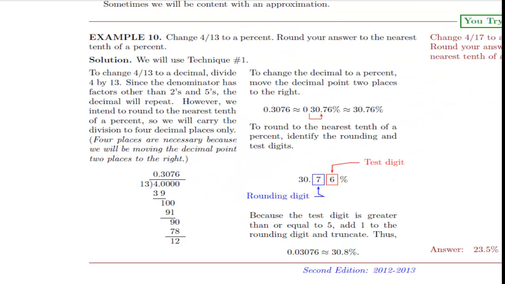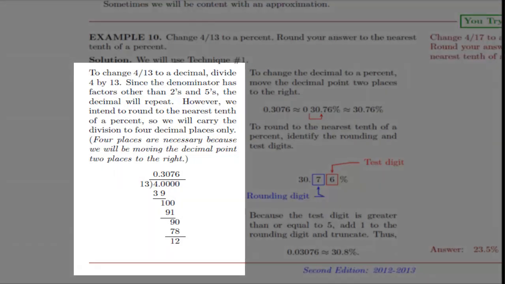Sometimes we will be content with an approximation. Example 10. Change 4 over 13 to a percent. Round your answer to the nearest tenth of a percent. Solution. We will use technique number 1. To change 4 over 13 to a decimal, divide 4 by 13. Since the denominator has factors other than 2's and 5's, the decimal will repeat. However, we intend to round to the nearest tenth of a percent, so we will carry the division to 4 decimal places only. 4 places are necessary because we will be moving the decimal point 2 places to the right.